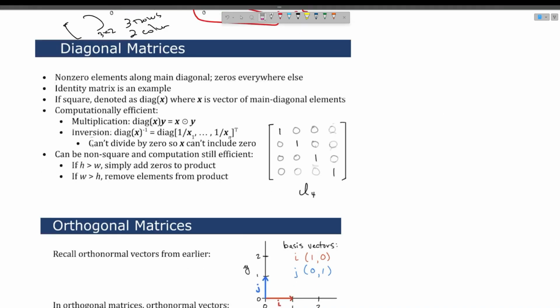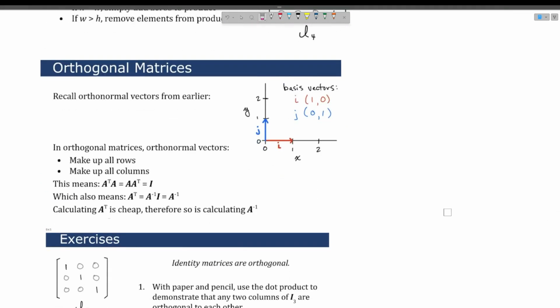We'll get to know about it. Okay, now let's talk about orthogonal matrices. Now this is the interesting factor. Earlier we have seen this thing, right?